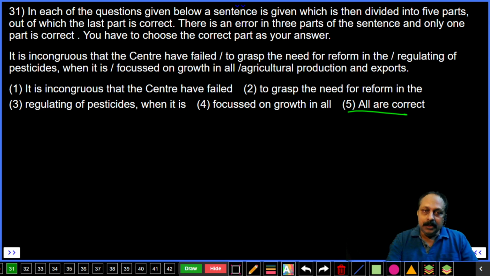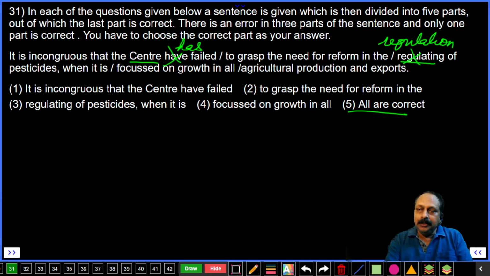Now, it is incongruous that the center have is not correct. It should be has, because center is third person singular. To grasp the need for reform in the regulating is not correct. It should be a regulation of pesticides when it is focused on growth in all agricultural production and exports. It is not all, it should be both. In both agricultural production and exports. It talks about two things, then we cannot say all.